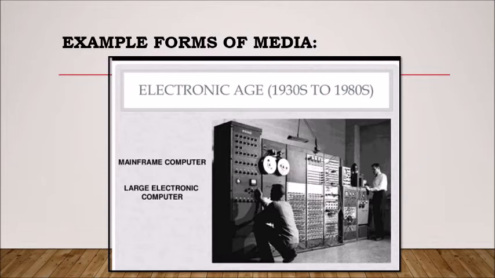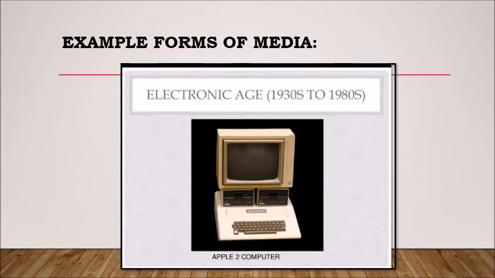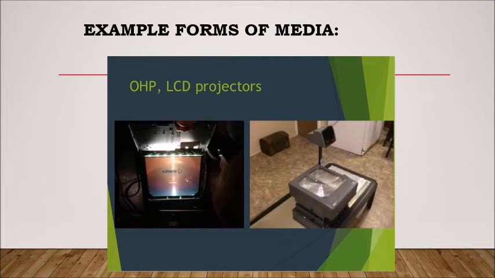This is an example of a computer from past decades, but over the years, we can see that computers have evolved from their original form, which was the size of a big office or a room, up to the types of computers that we are using today. Another example of a computer is the Apple I computer. Next, we have the Apple II computer. Other examples of forms of media under this period are the OHP and LCD projectors. OHP means overhead projector, and LCD means liquid crystal display projector.